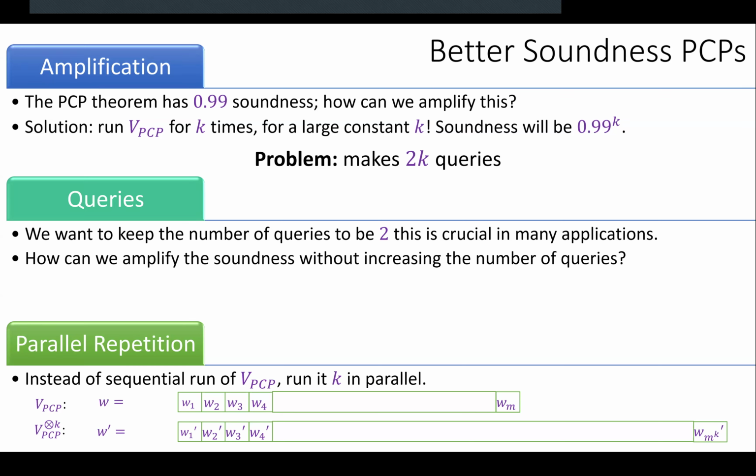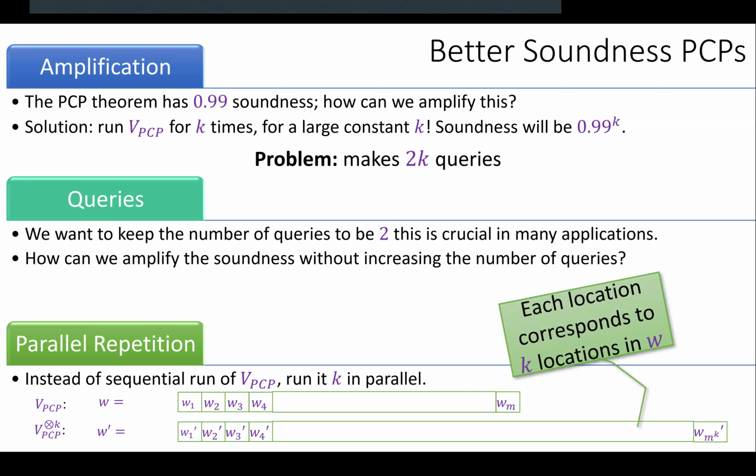In other words, when you read a symbol here, it's going to tell you what is the symbol here, and here, and here, and here. So it's much more information. And therefore, because there are many more k-tuples of locations, this witness is going to be longer. It's going to be of length m to the k, where m is the length of the original witness.